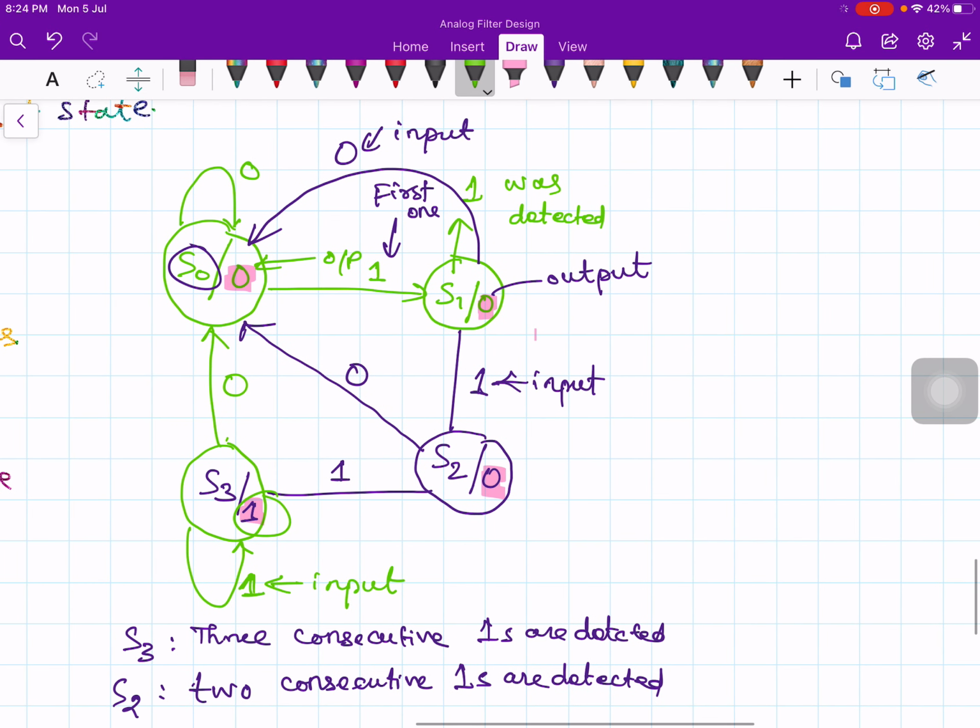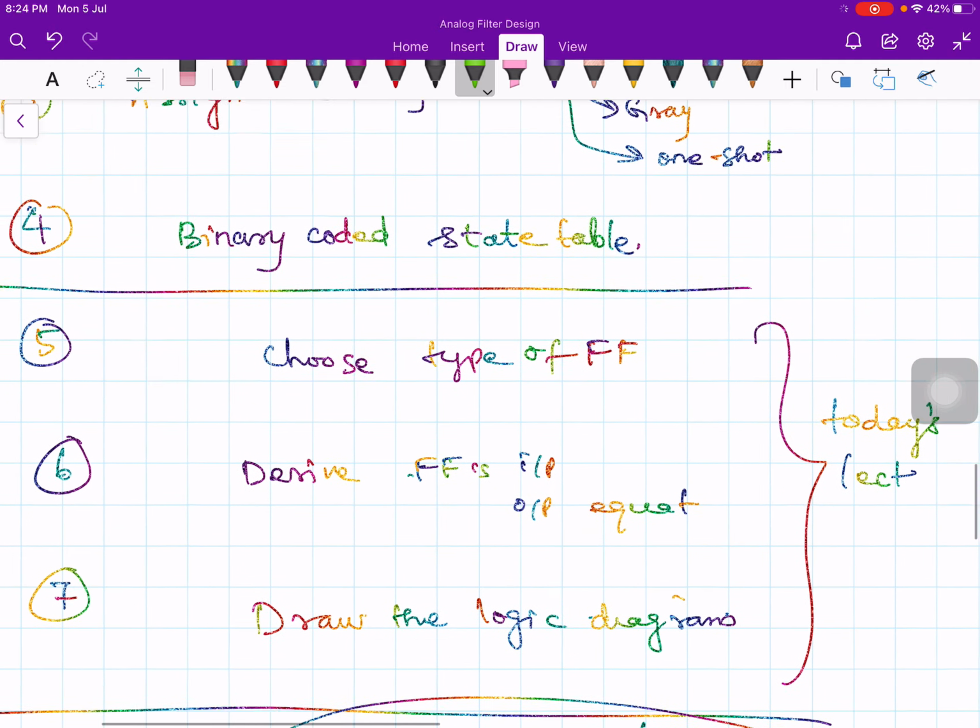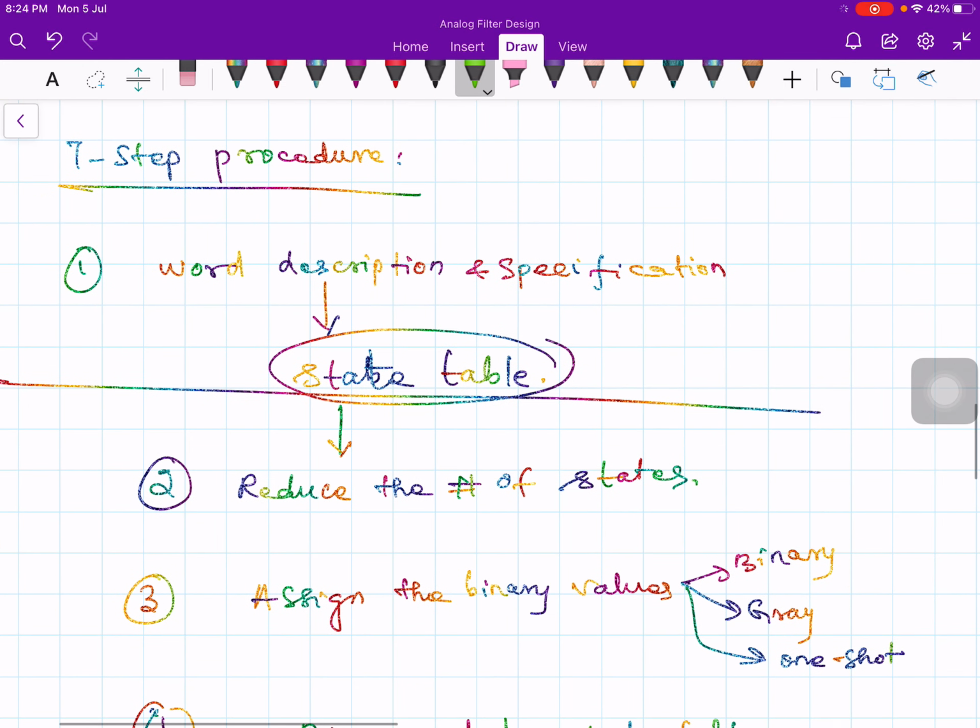Okay, so that step is over. What is the second step? First step, we got the state diagram. Now we have to go to the state table.